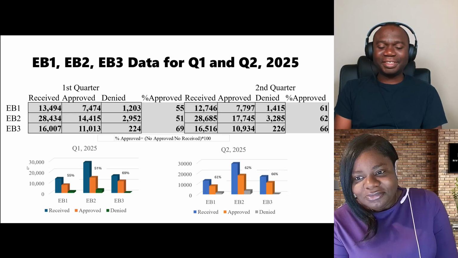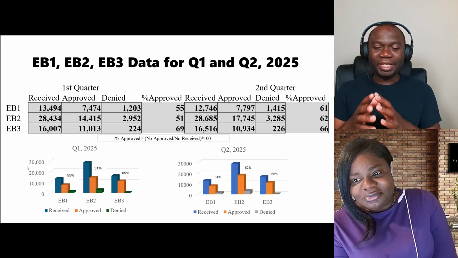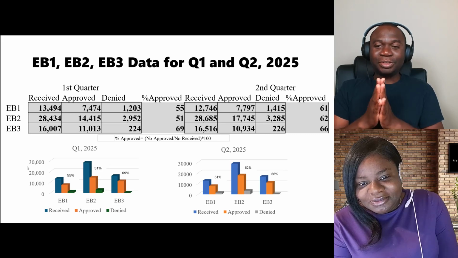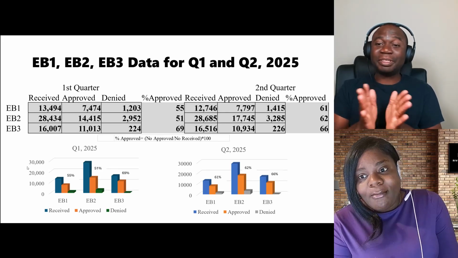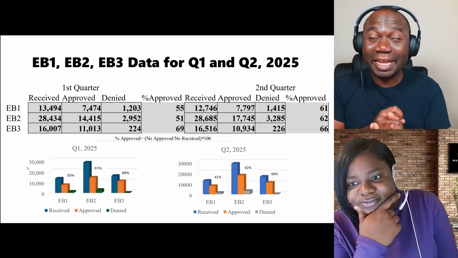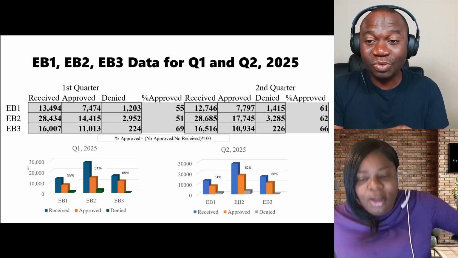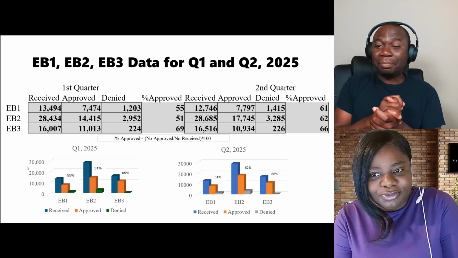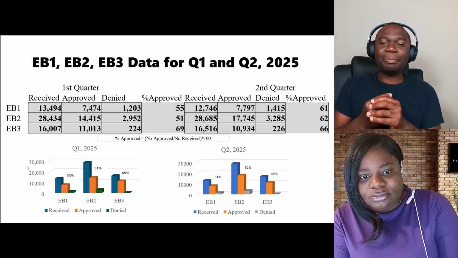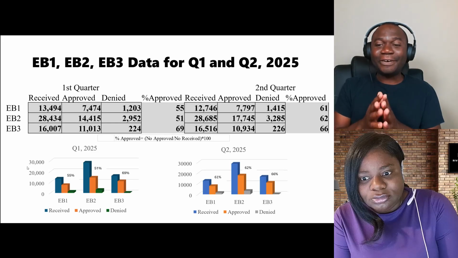For this increase, when you were talking, my mind went straight to the priority date. So many people have applied and the application has been approved since 2023. There are people that filed in August 2023 and the application has been approved, and they are yet to adjust their status because the priority date is not current.